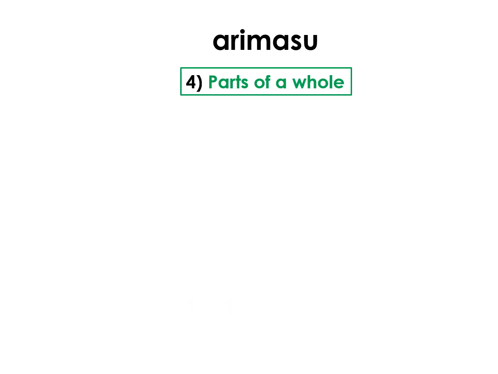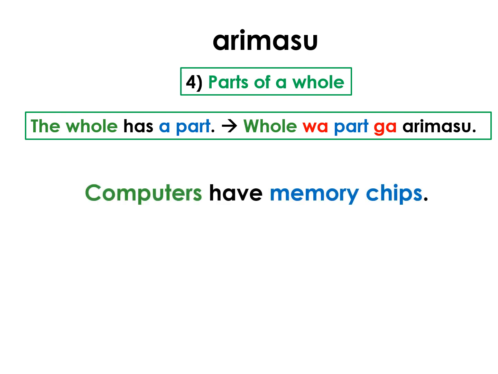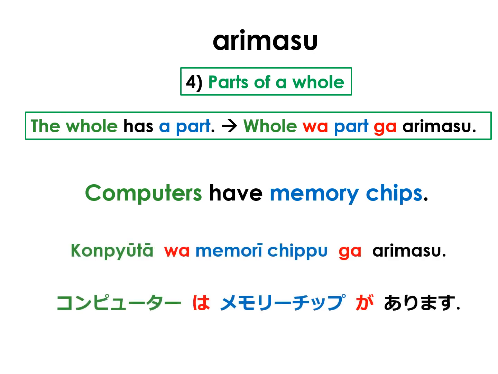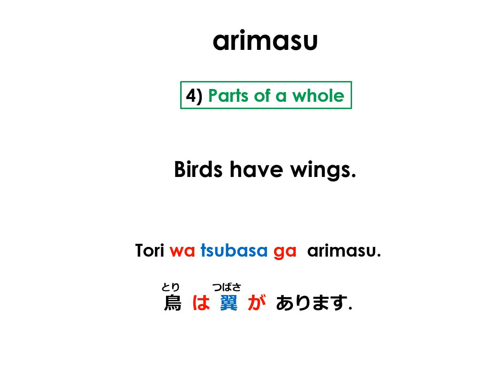We can also use the verb arimasu to express the parts of a whole, using the pattern whole wa part ga arimasu. To say, computers have memory chips, in Japanese, that is, konpyuta wa memory chip ga arimasu. Birds have wings. Tori wa tsubasa ga arimasu. Literally, it means let's talk about birds. As for birds, wings exist. Or in other words, birds have wings.